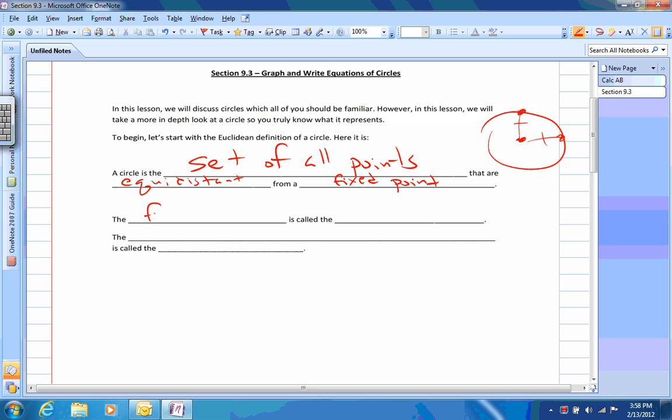The fixed point is what we call the center, and the distance between any point on the circle and the center is called the radius. So these are things you should already know.